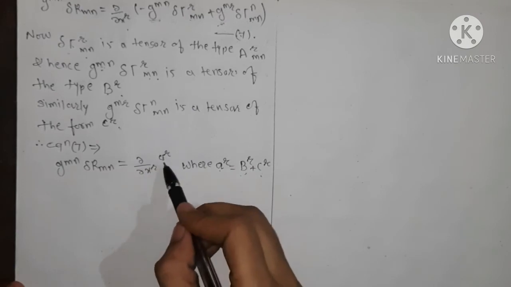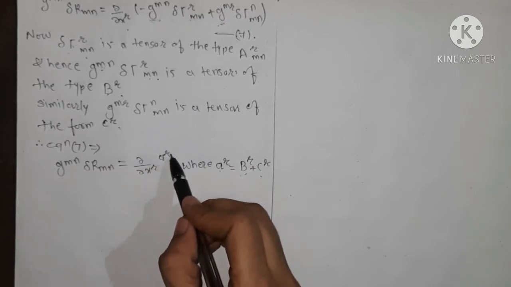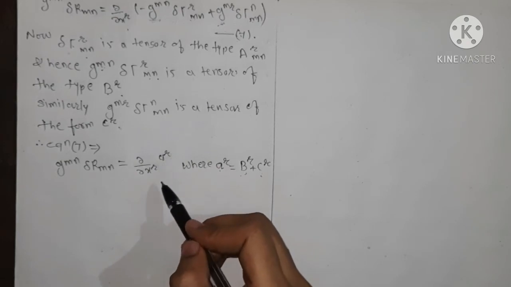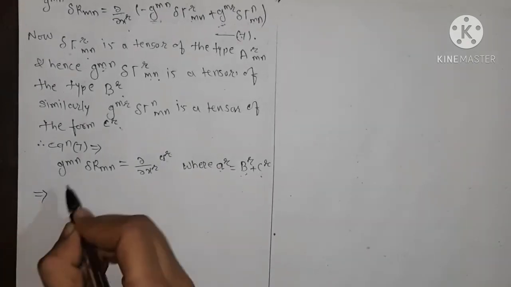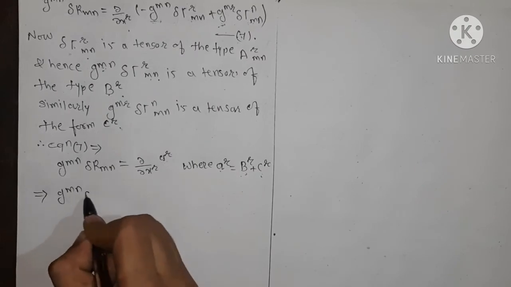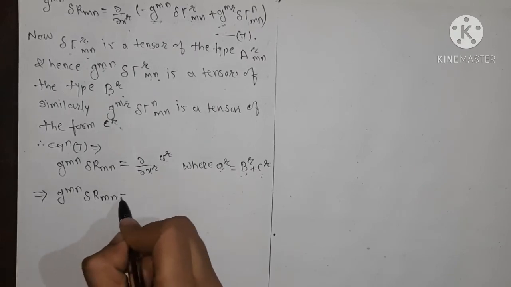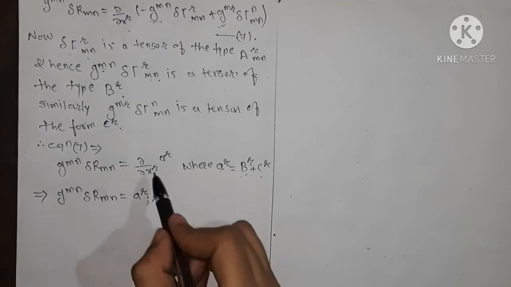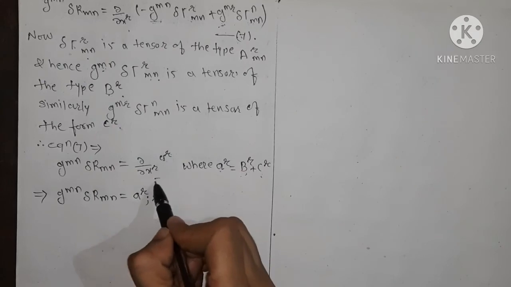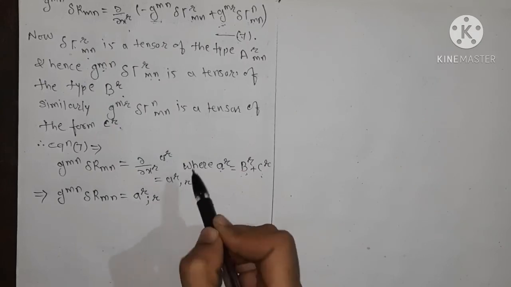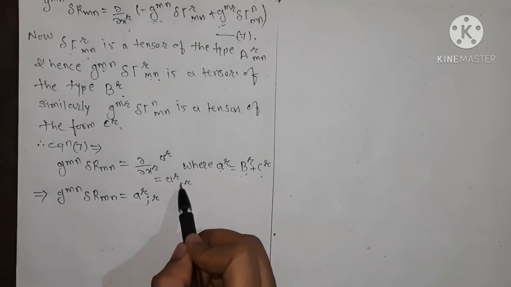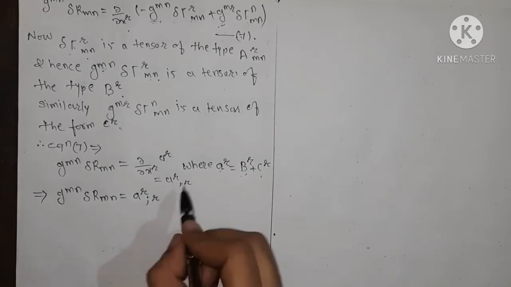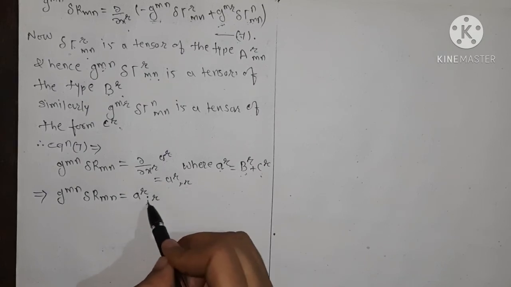That is a partial derivative of A^r. And in the Riemannian coordinate, we assume that the partial derivative is a covariant derivative. Therefore, this implies g^{mn} δR_{mn} is equal to A^r semicolon r. This is nothing but our A^r comma r, and in a Riemannian coordinate the covariant derivative becomes the partial derivative. Therefore we write this as A^r semicolon r.